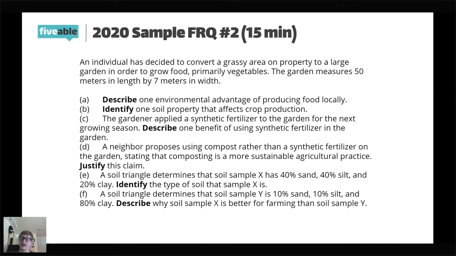Morgan says loam. Yes, Morgan is correct. Loam is the type of soil that sample X is. Loam is half sand, half silt, and then some clay. But it's usually going to have more sand and silt than clay. So Morgan gets the point here.